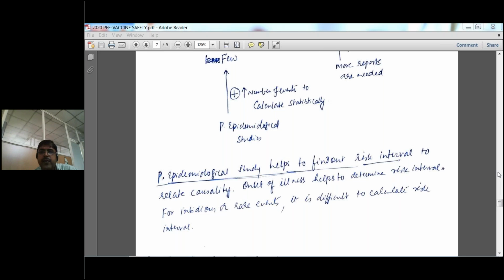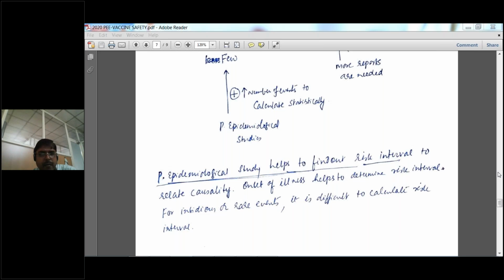See, when the adverse outcome is produced, when the risk interval is produced, what is the problem in assessing the causality? Do you think any problem is there? Sir, actually, I didn't get, sir. Can you repeat? What is the problem in establishing the causality when we are assessing risk interval?